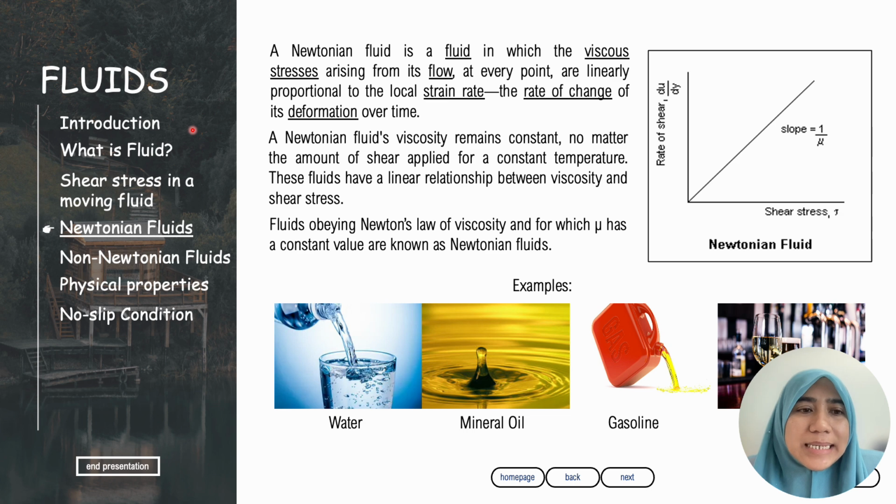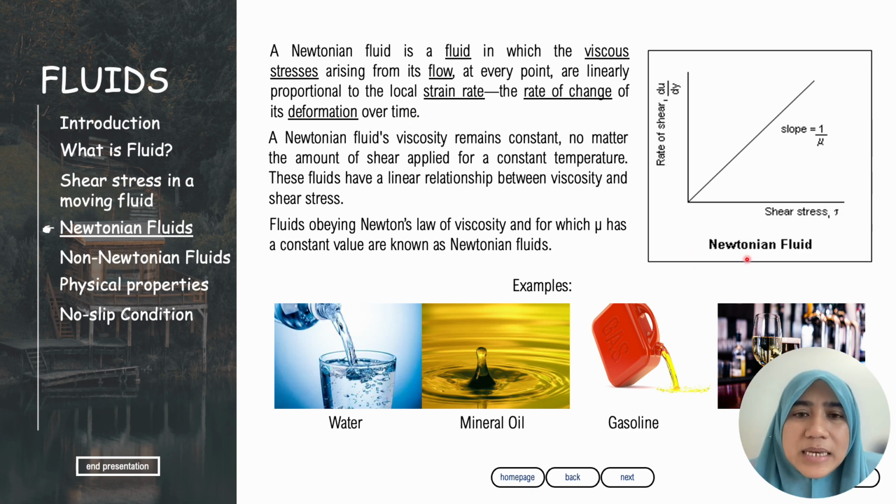Okay, after we learn about the shear stress in moving fluids, now we will see what is the Newtonian fluid. This Newtonian fluid is related to our developed Newton's law of viscosity. A Newtonian fluid is a fluid in which the viscous stress arising from its flow at every point is linearly proportional to the local strain rates, which is the rate of change of its deformations over time.